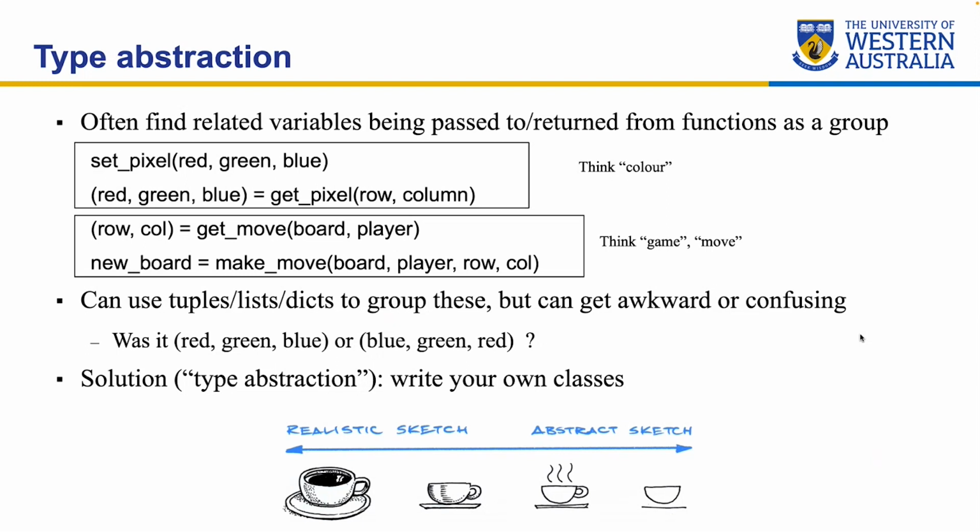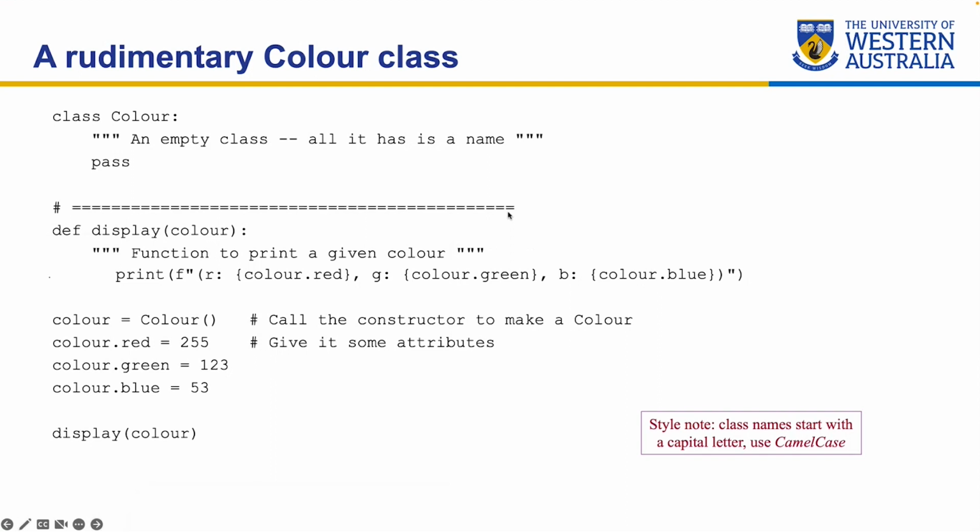So the solution here is to apply type abstraction, which means writing your own class defining its own characteristics. So anything that we can apply hierarchy to can be created as an object. In fact, in Python, anything can be created as an object, but it only makes sense to create an object if we can define such characteristics.